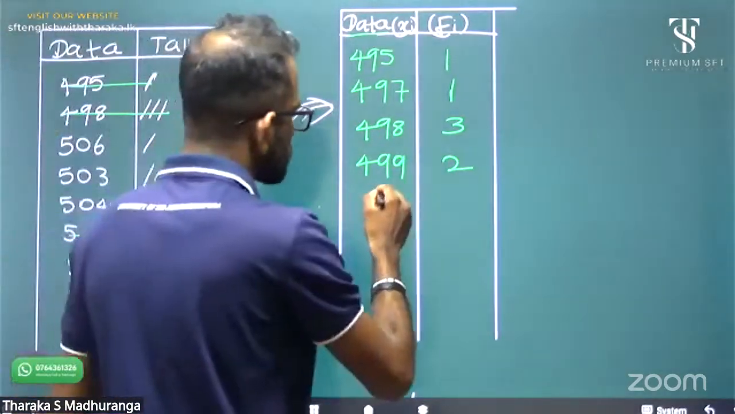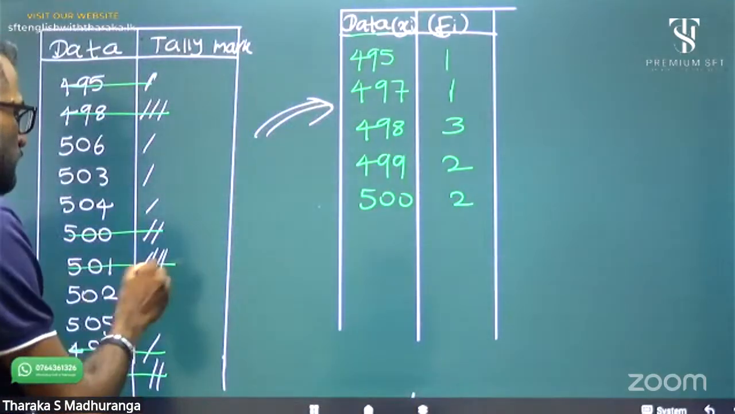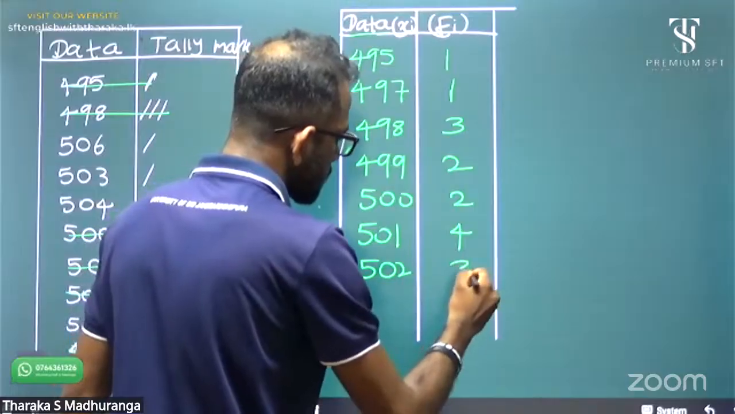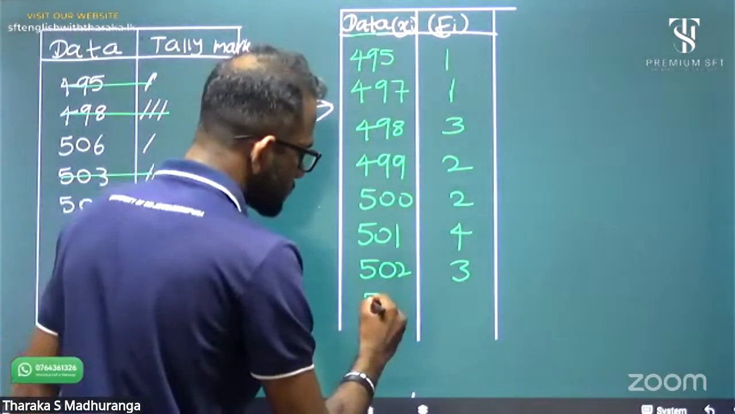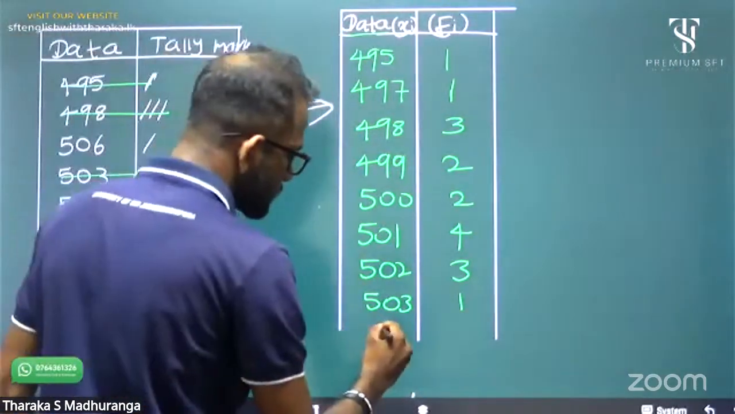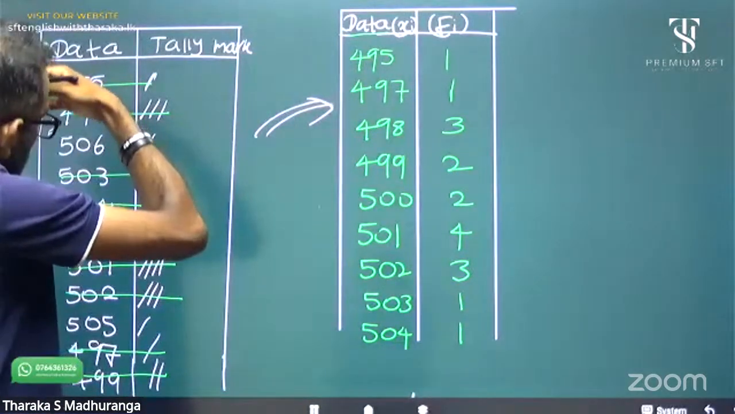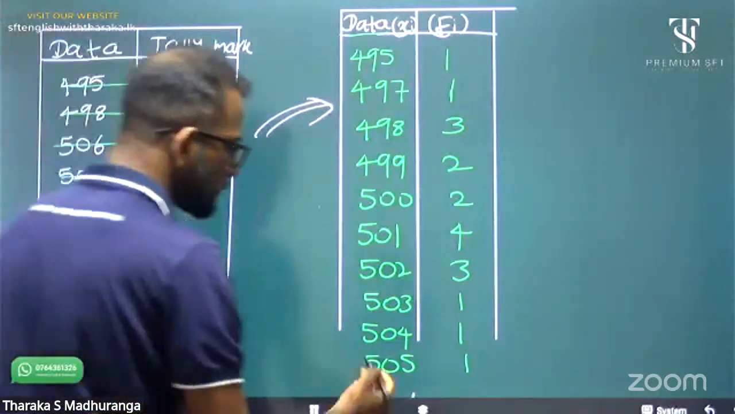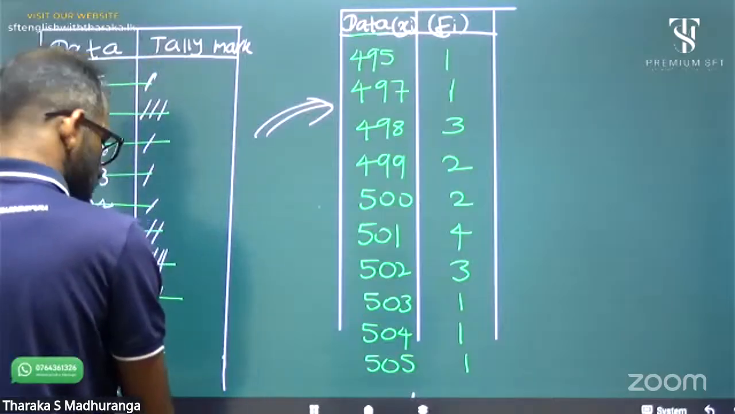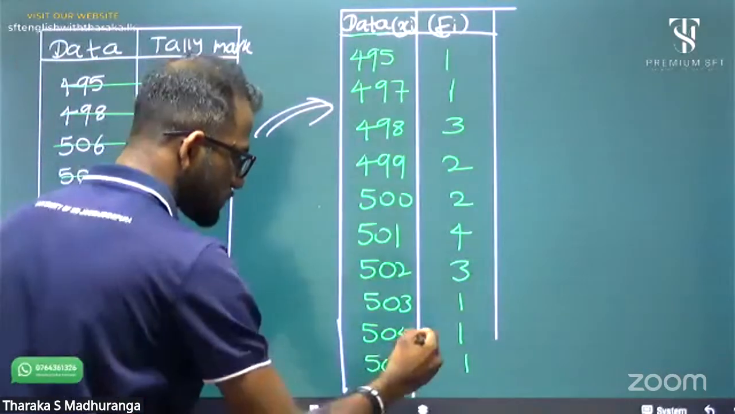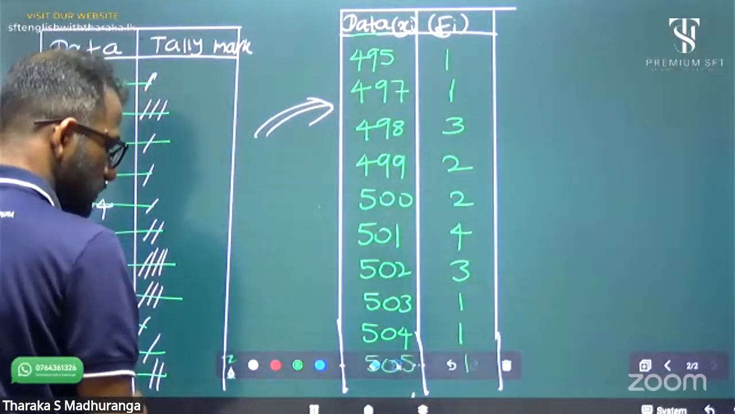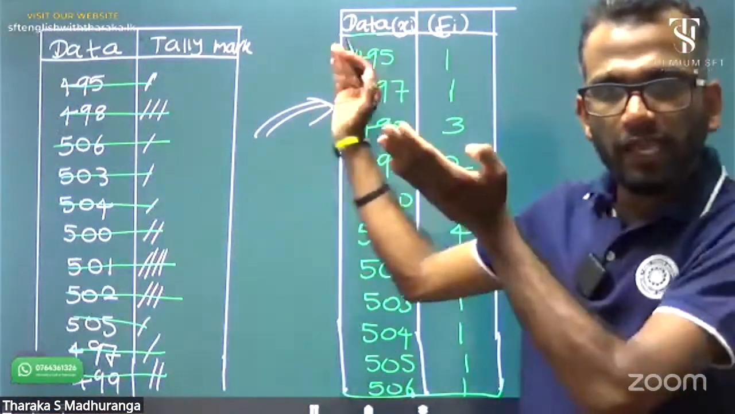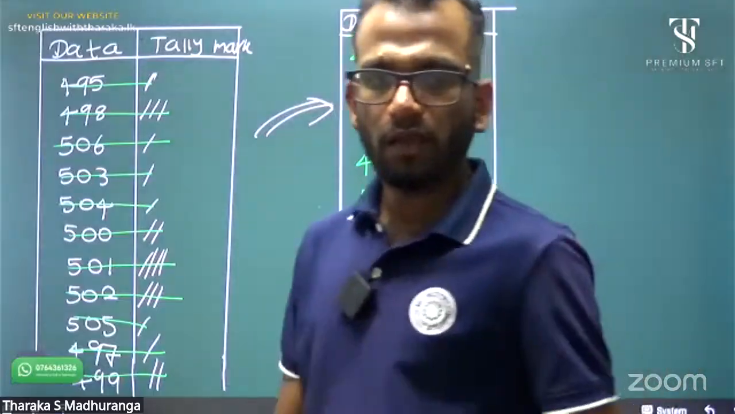500, 2. 501, 4. 502, 3. 503 only one. 504 only one. 505 only one. Finally, the maximum, 506 only one. Okay, remember? What is the name of this table? Ungrouped frequency distribution table.